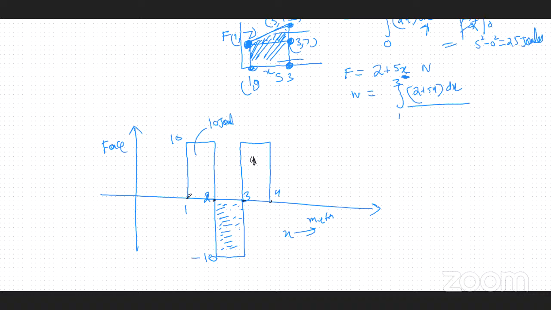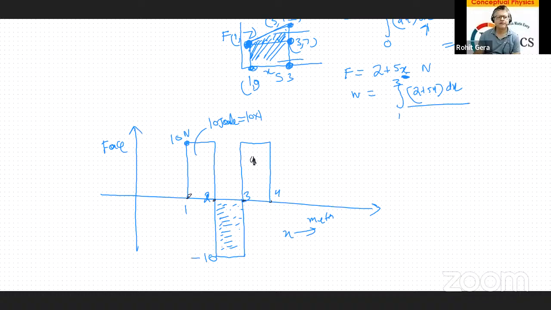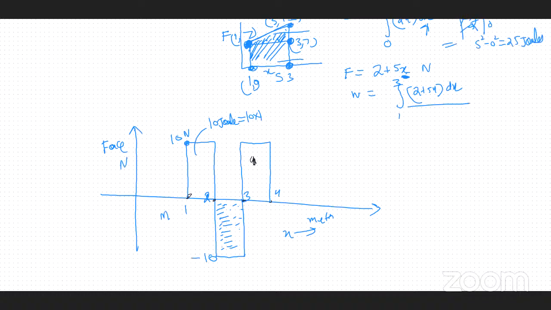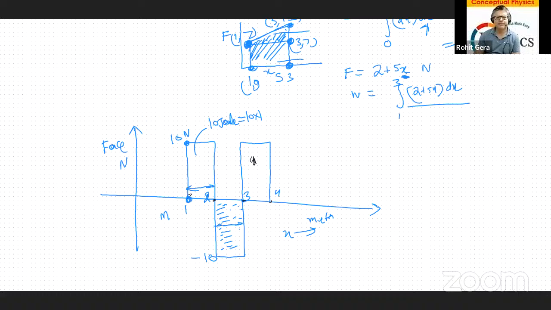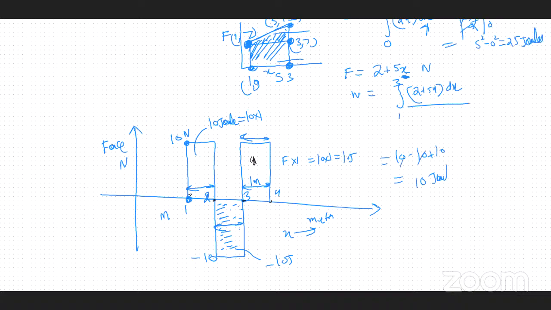So this is 10 joules coming from 10 into 1. This is 10 newtons, and the displacement is 1 meter. This is on the negative side, so this becomes minus 10 joules. This is again a constant force of 10 newtons and a displacement of 1 meter. So total is 10 minus 10. मतलब एग्जाम में लिख के आना है पूरा. This is not MCQ. Okay.